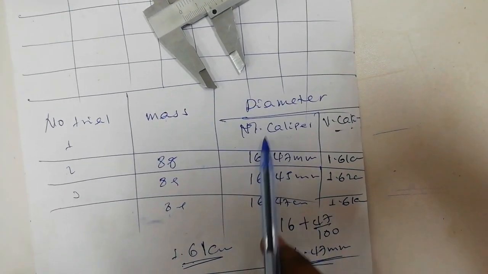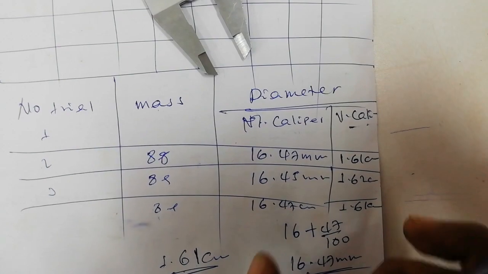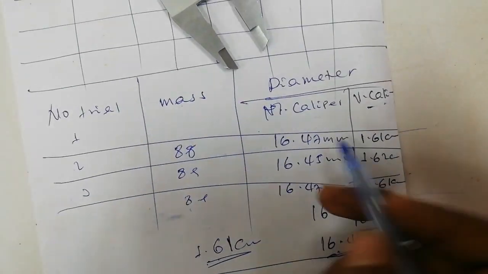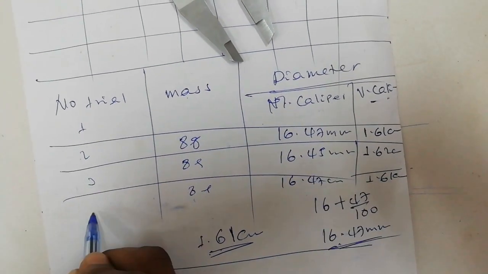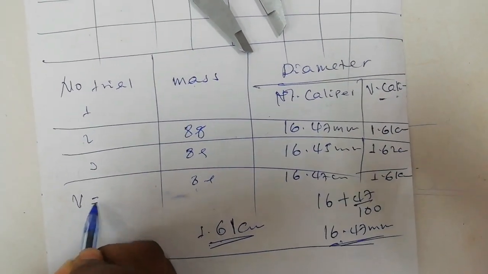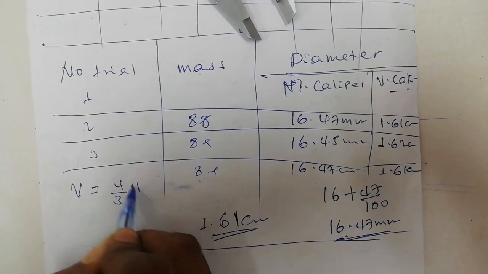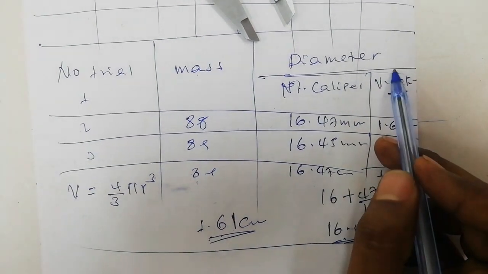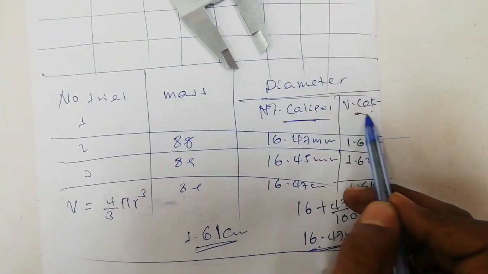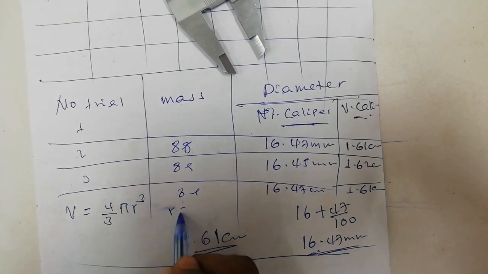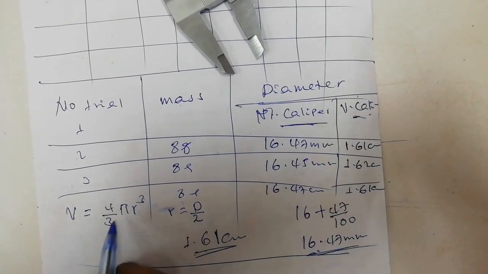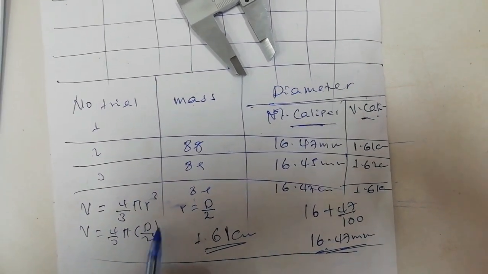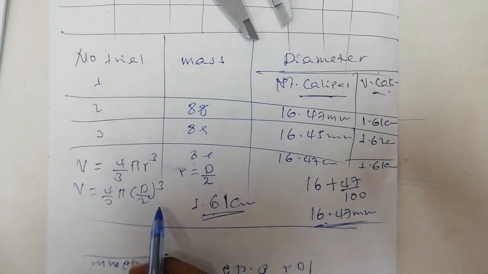Depending on this, we compare this material to see whether the number of errors can be increased or not. For this, the volume is calculated. Volume for a spherical shape is 4 over 3 pi r cubed. From this, we have the diameter using the micrometer caliper and vernier caliper. So radius is equal to diameter over 2. So here, V is equal to 4 over 3 pi into d over 2, cubed. Using this, you can get the volume.